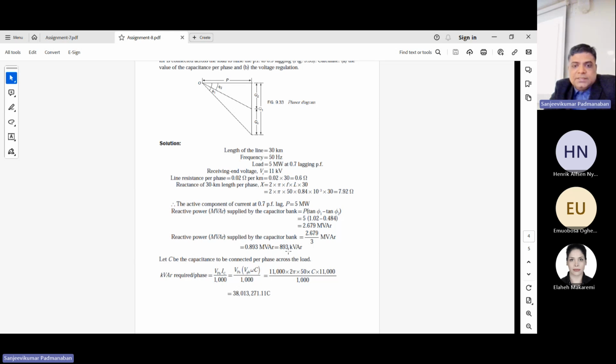So I want to calculate the capacitance per phase across the load. How to calculate, like the previous formula, the same one: V phase, I phase divided by 1000. V phase is already given. So I phase is given by V phase omega C. Substitute all the values. V phase is 11000 into 2 pi F into C into, again, V phase, divided by 1000. You get this value. Now, if you get these two, you can easily find C. Please find, are you getting 38013.271.11 C? Please verify.